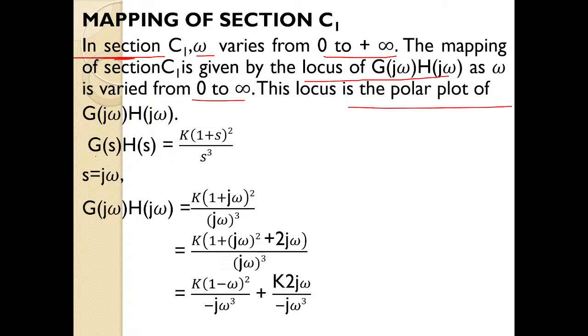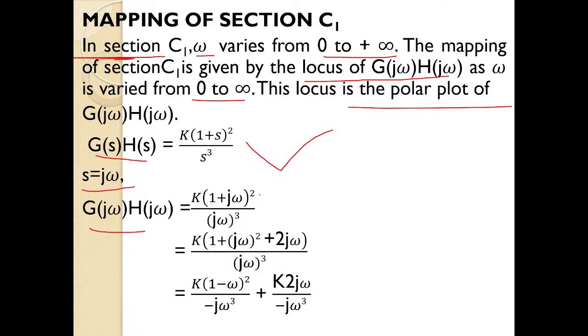First of all, let us consider the given open loop transfer function g of s h of s. What is it? K into (1 plus s) whole square by s cube. This is given in the question. Now replace s by j omega. If you replace s by j omega, you will get g of j omega h of j omega equal to k into (1 plus j omega) whole square by (j omega) cube.